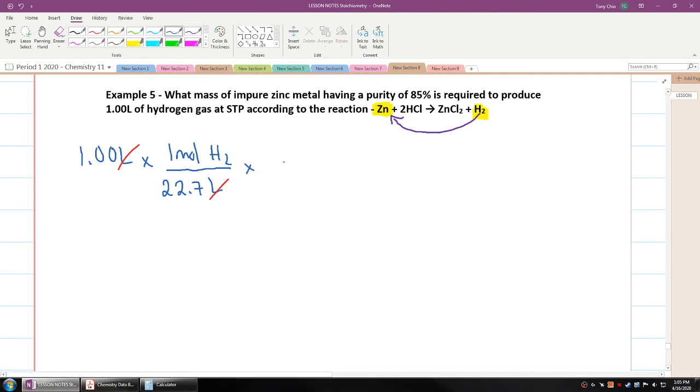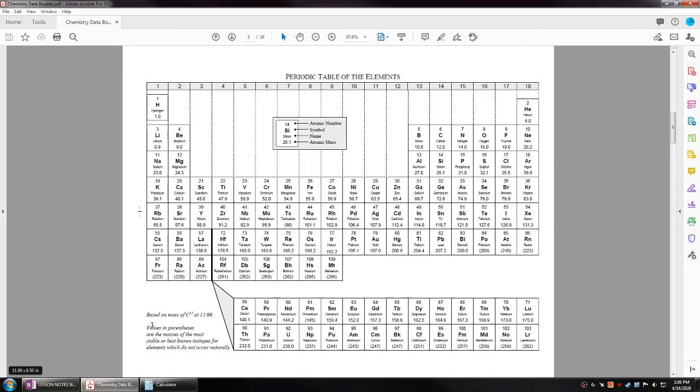Then you cross the mole bridge. In this case, it's 1 to 1. 1 mole of zinc over 1 mole of hydrogen. And last but not least, find the molar mass of zinc to find the mass of zinc you're going to create. So in this case, what is the molar mass of zinc? Molar mass of zinc is 65.4.